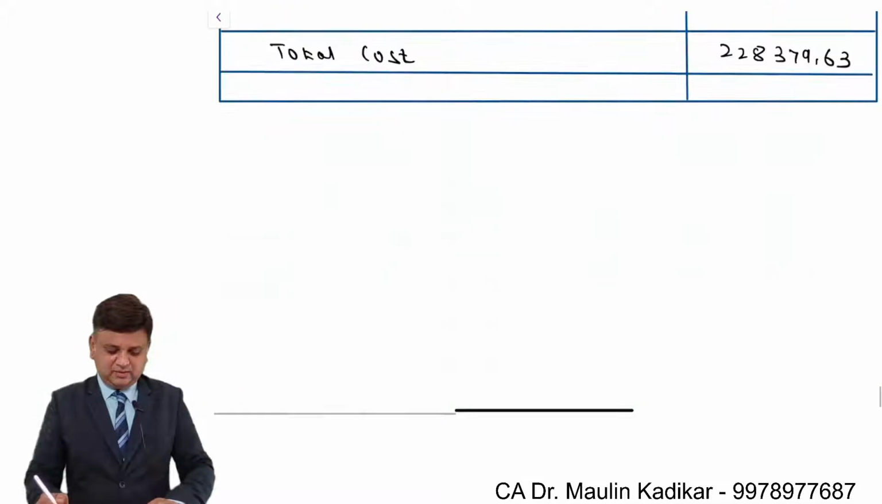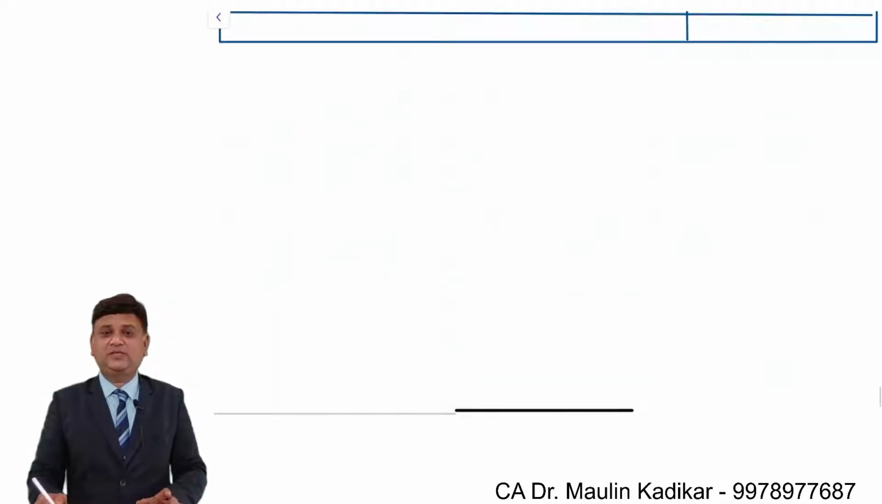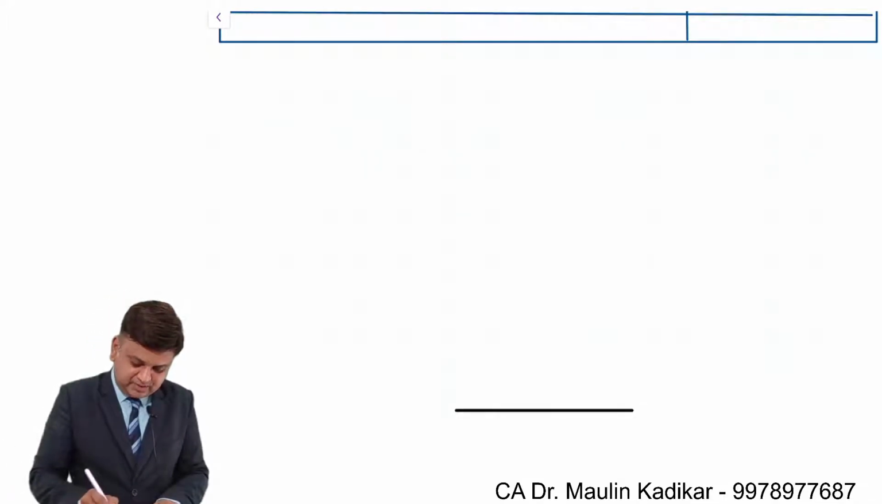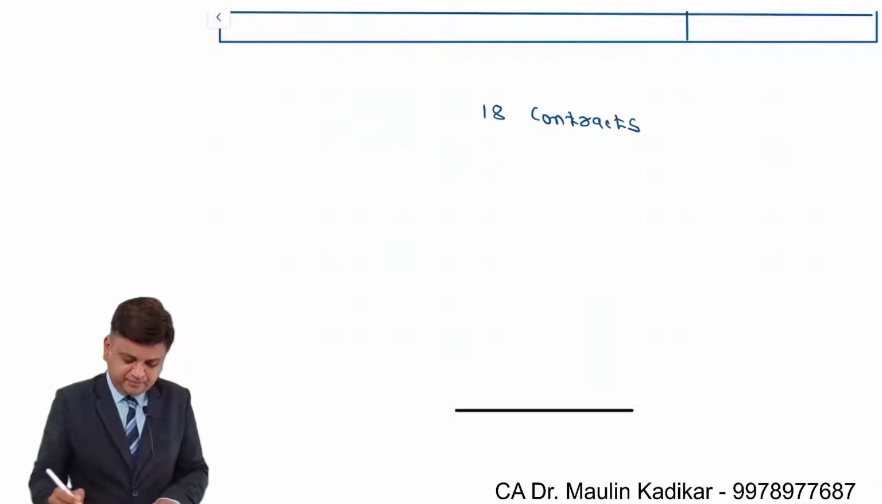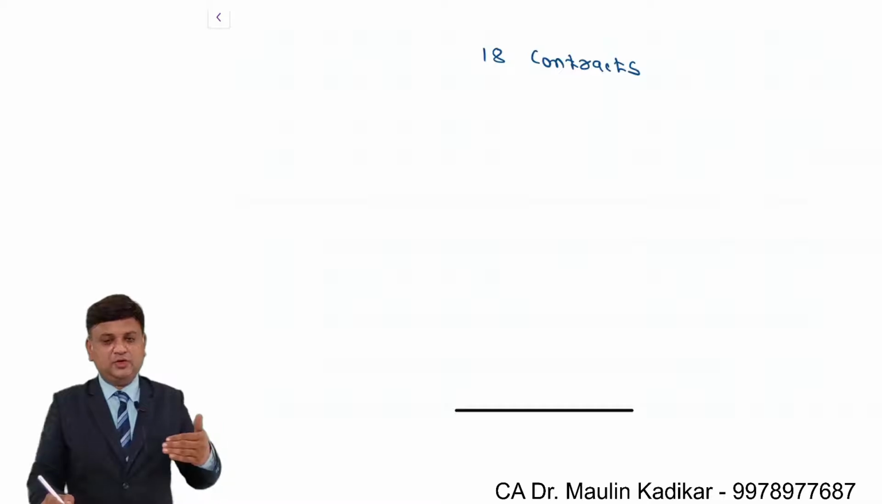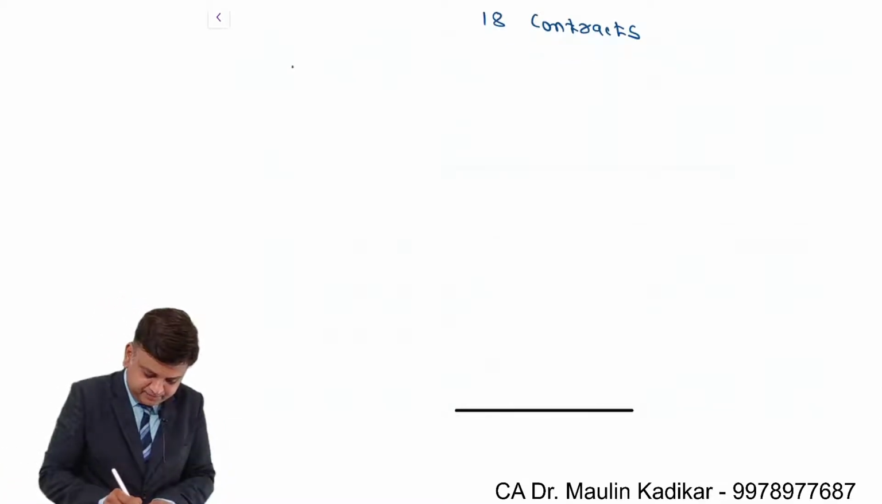Friends, over here, many times students have a question: sir, how will we answer if at all we take 18 contracts? So I'm just showing you the answer for 18 contracts only for understanding purpose. If at all you enter into 18 contracts, that is more contracts, then instead of shortfall there will be excess. So what will happen?